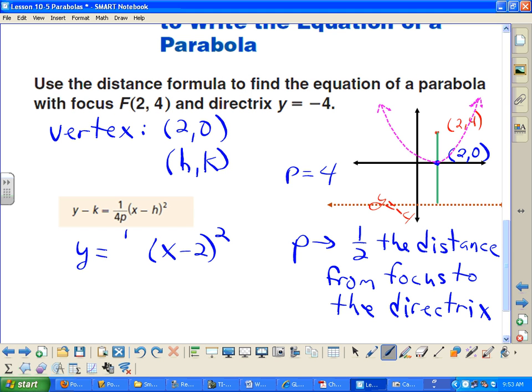So then I put in 4 for p. So the equation here is going to be y equals 1 over 16 times the quantity x minus 2 squared. And make sure that you put the x minus 2, that quantity squared, either in the middle of your fraction bar or up above, so it's in the numerator.